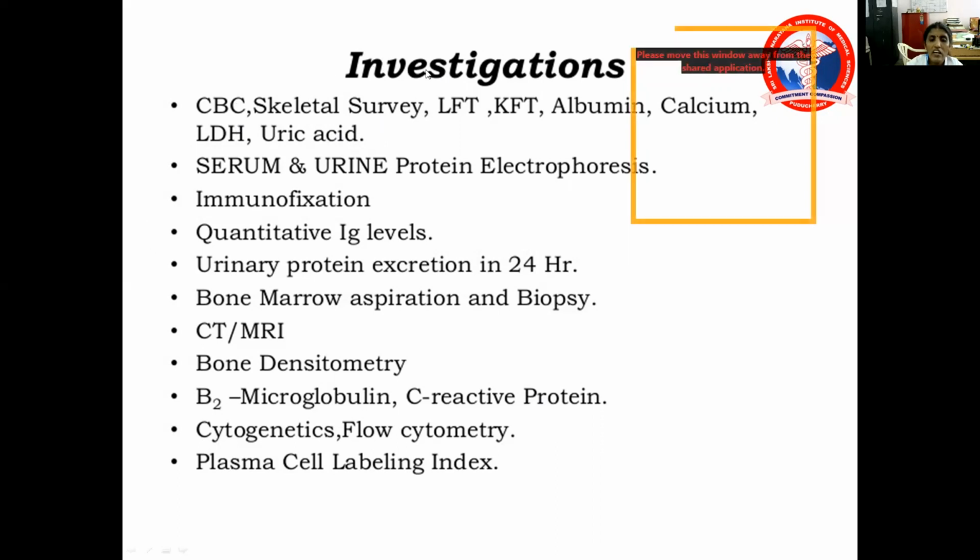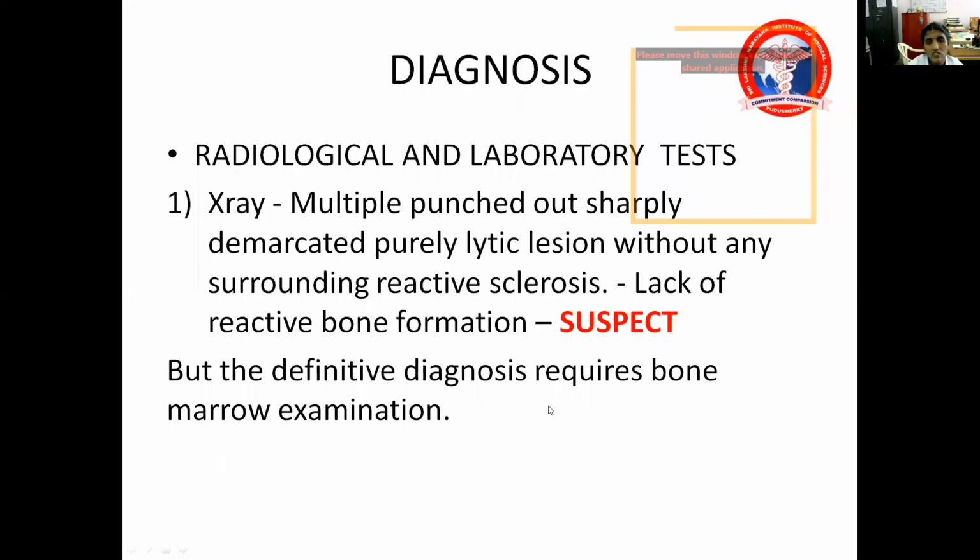Then to quantify the type of immunoglobulin or protein, you want serum and urine protein electrophoresis, which is second most common. And of course, the diagnostic confirmatory test is based on bone marrow aspiration and biopsy. And of course, radiology plays a major role. And there are some other criteria like beta-2 microglobulin and C-reactive protein, which are very important prognostic factors. So the first is radiology and laboratory tests.